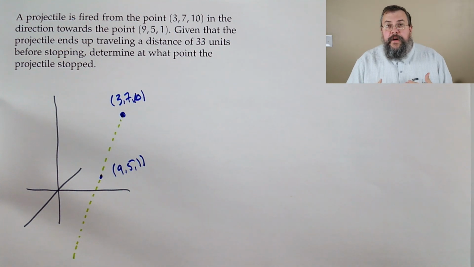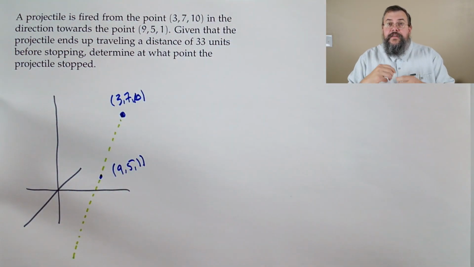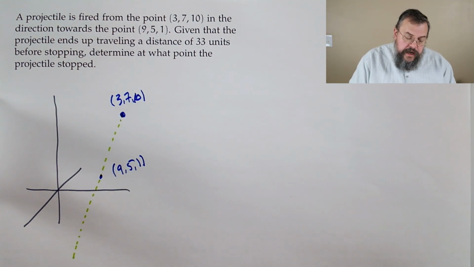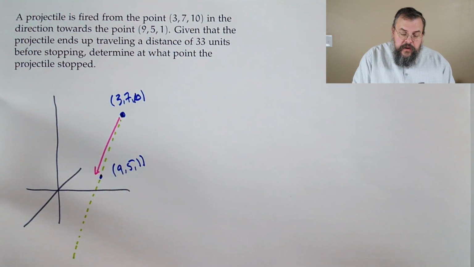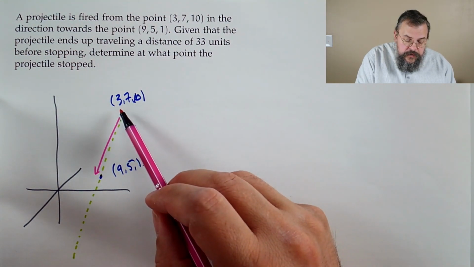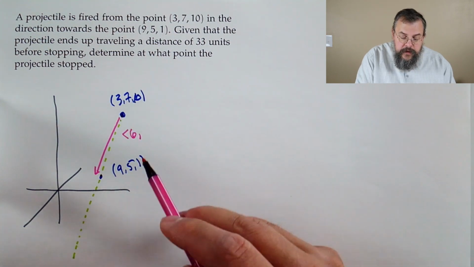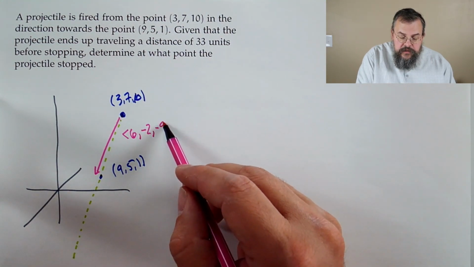So let's think about, first off, what can we say about the direction in which it travels? Direction ties into vectors. We know a direction because there are 2 points, so let's use the 2 points to give us information about the direction in which we're traveling. We'll look at the vector from the point 3, 7, 10 to the point 9, 5, 1. We look at the change from 3 to 9. That says our change is 6. From 7 to 5, that is a change of -2. 10 to 1 is a change of -9.